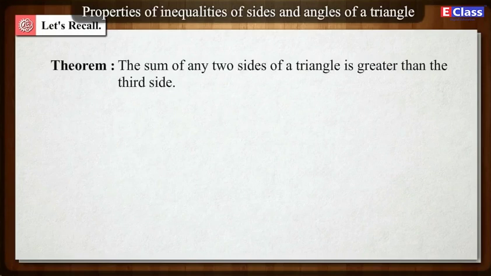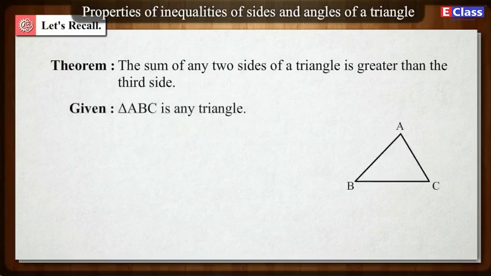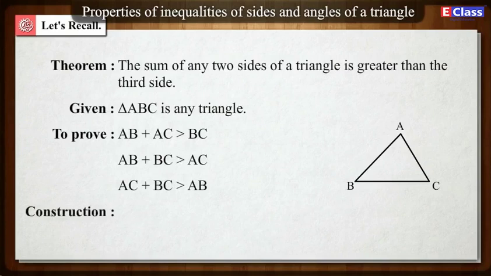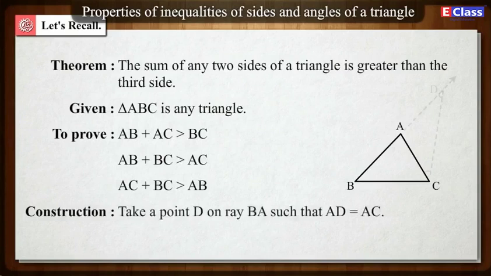Given: triangle ABC is any triangle. To prove: AB plus AC is greater than BC. AB plus BC is greater than AC. AC plus BC is greater than AB. Construction: take a point D on ray BA such that AD is equal to AC.